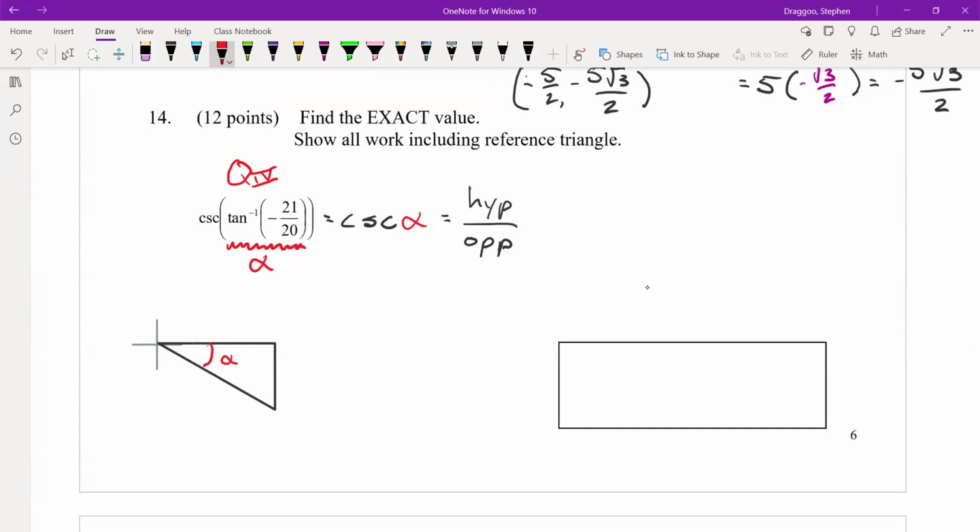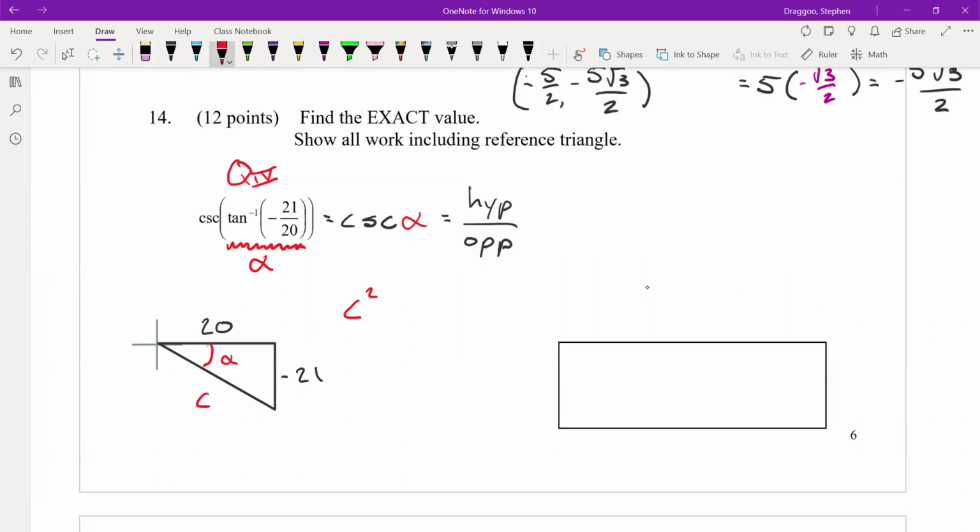Then we know that tangent is negative 21 over 20, so opposite over adjacent. We should have a 21 for the y side, 20 for the x side. Opposite side is 21, adjacent is 20. Because we're in the 4th quadrant, the negative sign belongs on the opposite side, on the y value. So negative 21 and positive 20. We have a hypotenuse that we're going to want to solve for.